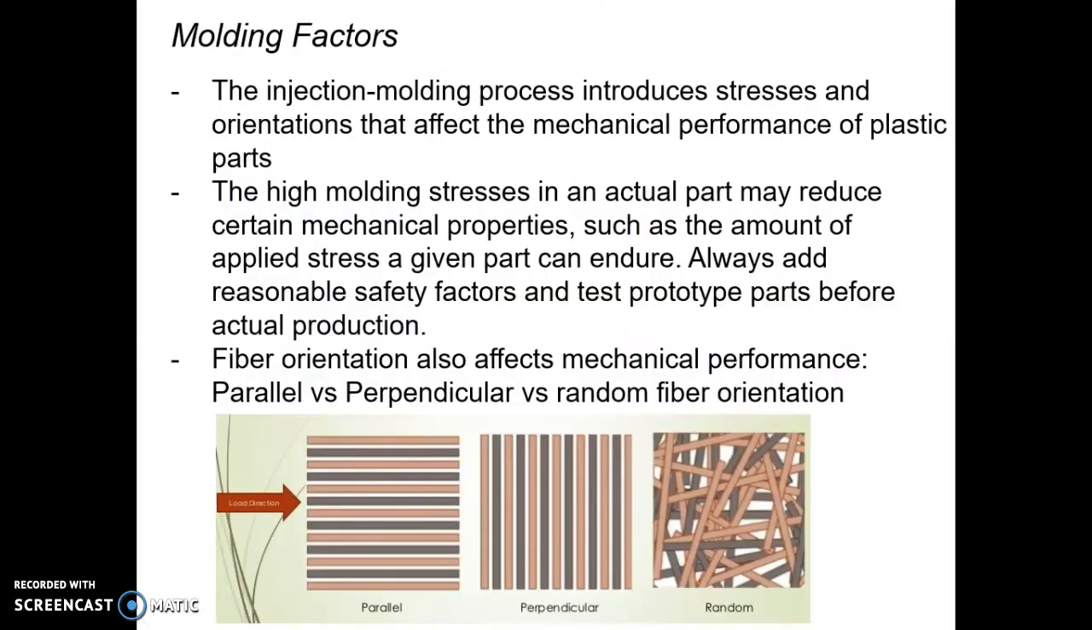Okay, molding factors. The injection molding process introduces stresses and orientation that affect the mechanical performance of plastic parts. The standard test bar used to determine most mechanical properties has a low level of molding stress. The high molding stress in an actual part may reduce certain mechanical properties, such as the amount of applied stress a given part can endure. So always add a reasonable safety factor and test prototype parts before actual production.